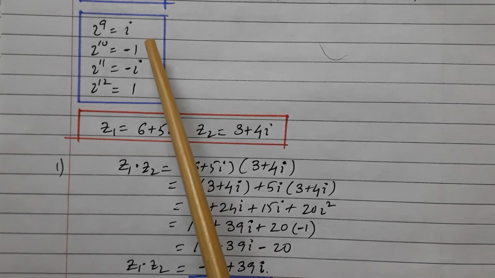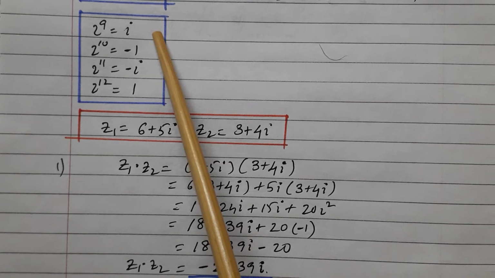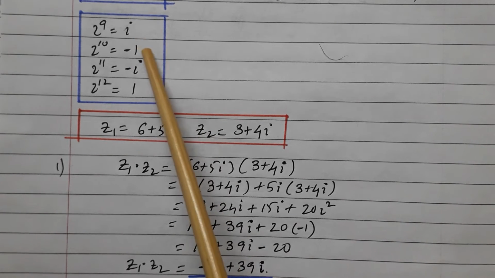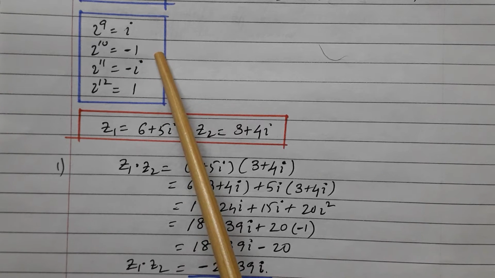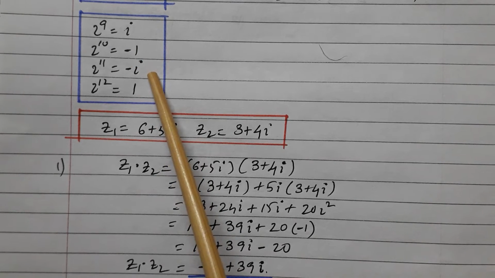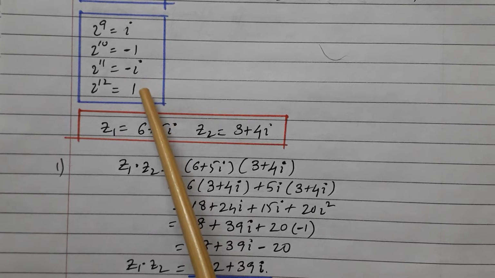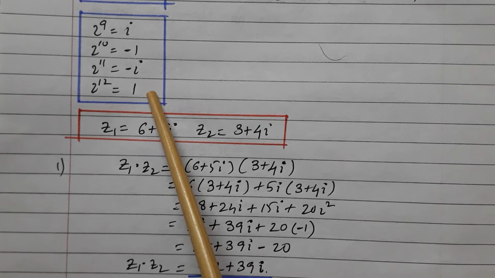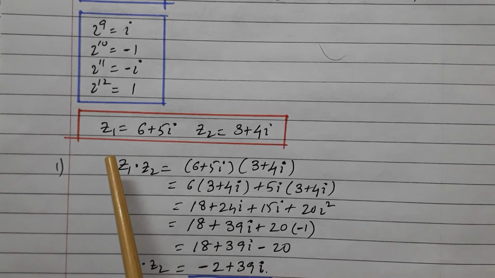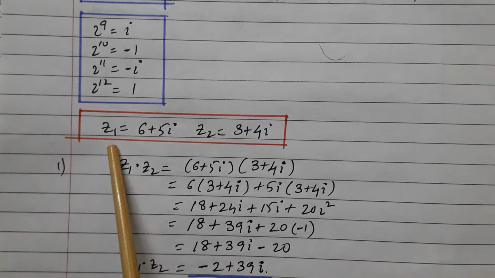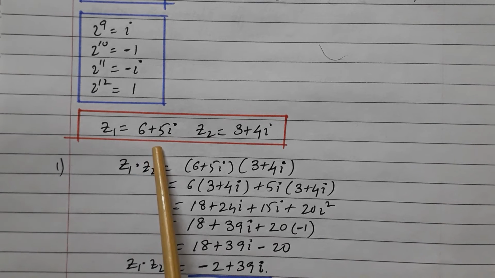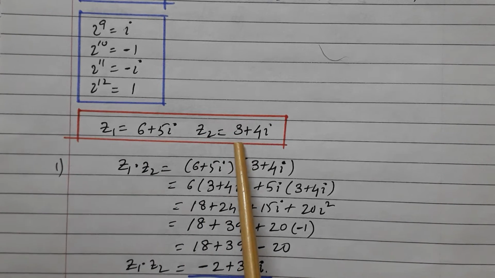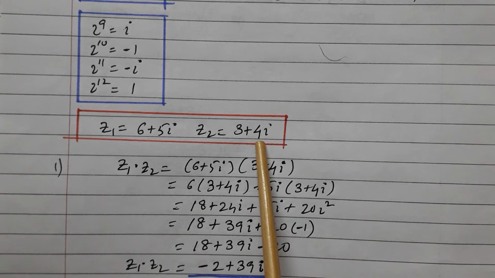Now, similarly, we can calculate iota raised to 9 is iota, iota raised to 10 is -1, iota raised to 11 is negative iota, and iota raised to 12 is equal to 1. Now let us learn how to multiply two complex numbers z1, which is 6 plus 5 iota, and z2, which is 3 plus 4 iota.